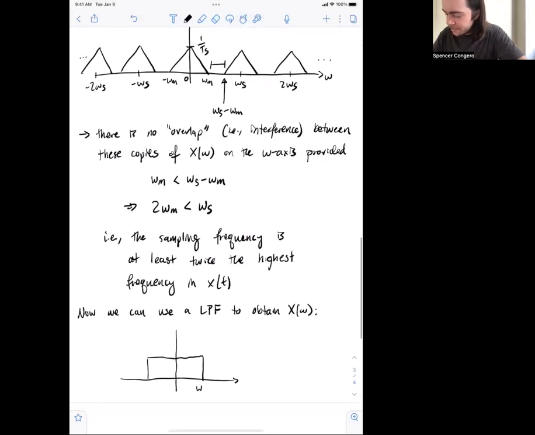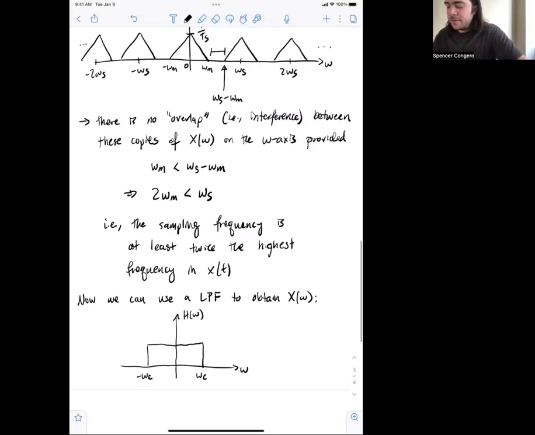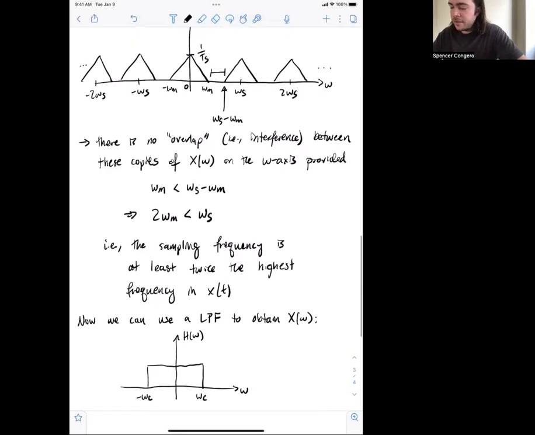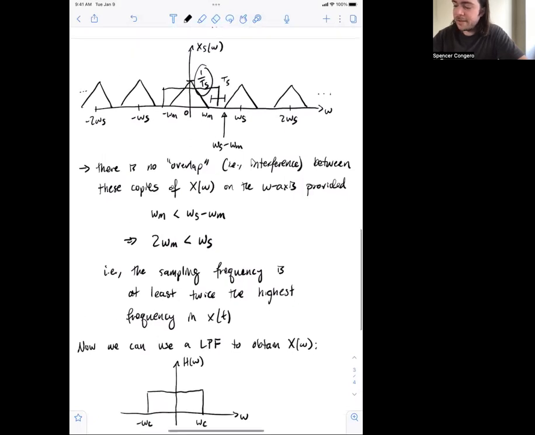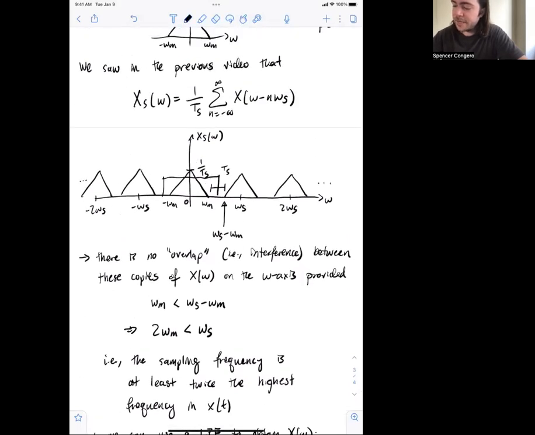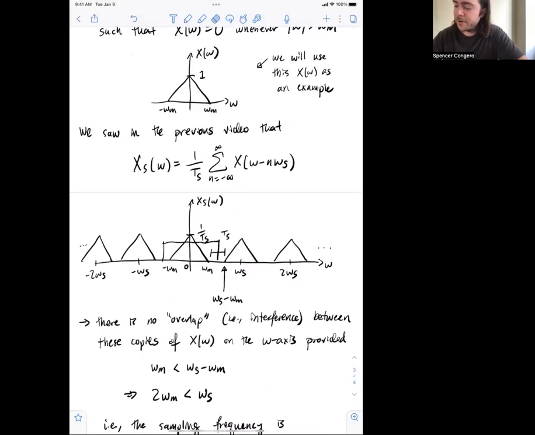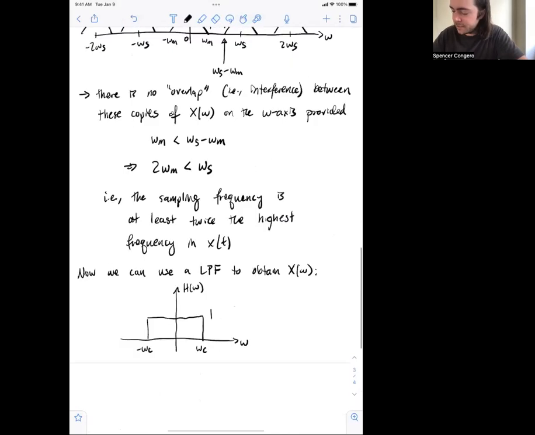Okay, and I'm going to label this as omega sub c and negative omega sub c. Those are called cutoff frequencies, which I'll write down in a second. And what's going to happen is it's going to look something like this, and we just want to make sure that the height is T sub s, so that when I multiply it by the height 1 over T sub s, I get back to the height 1, which is what I want. Okay. I'm going to make this height T sub s.